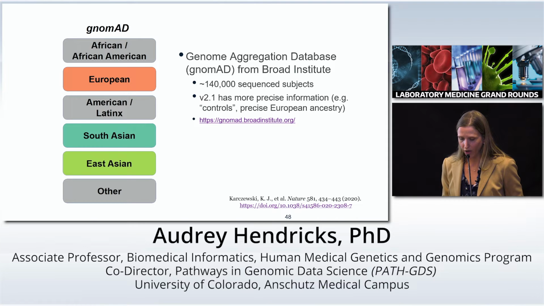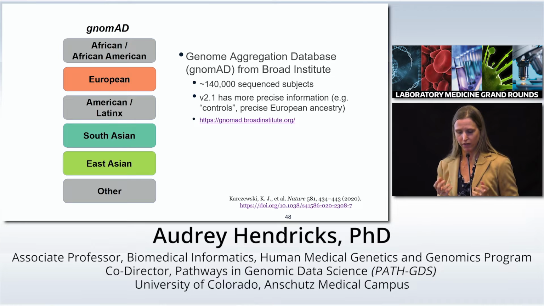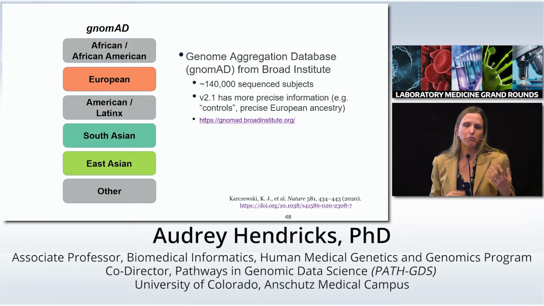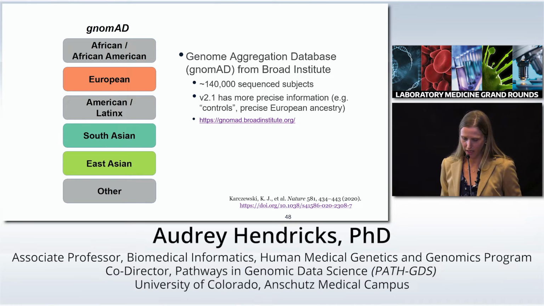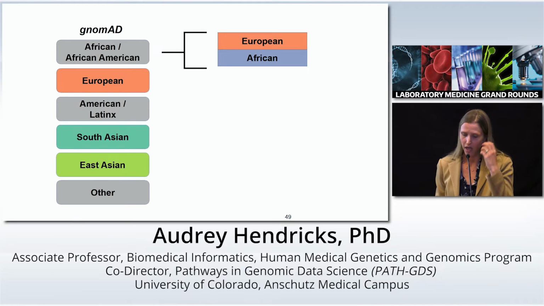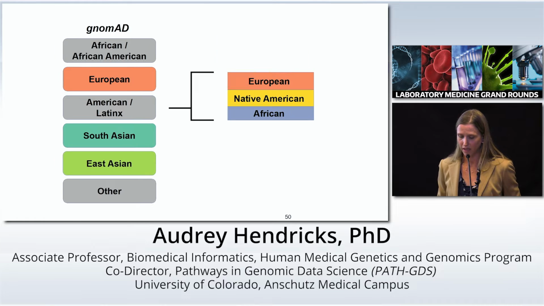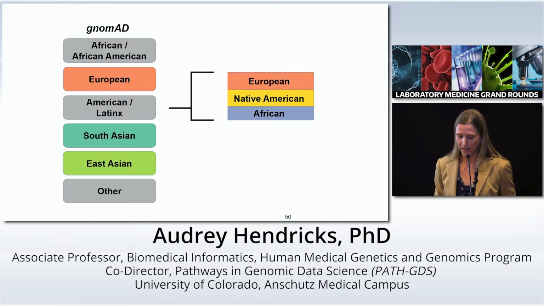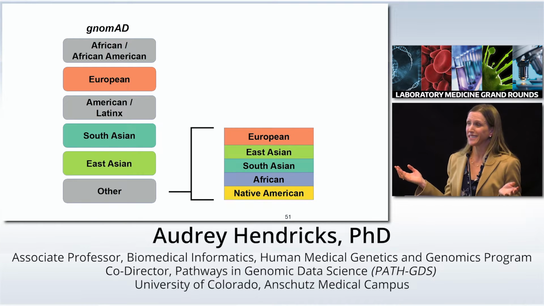Over on the left, I'm showing how gnomAD groups different individuals of people and presents their data. And some of these groups are pretty homogeneous ancestrally, like European or East Asian, and some of the groups, such as in gray, we expect there to be significant substructure or admixture. For instance, we expect there to be both European and African ancestry in African Americans, European, Native American, and African ancestry in American Latinx, and who knows in the other group.